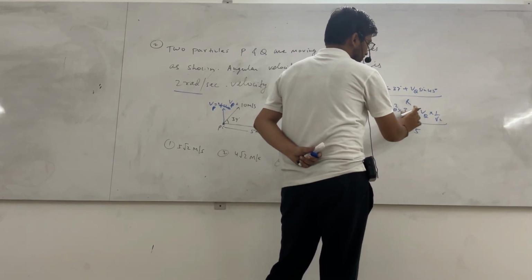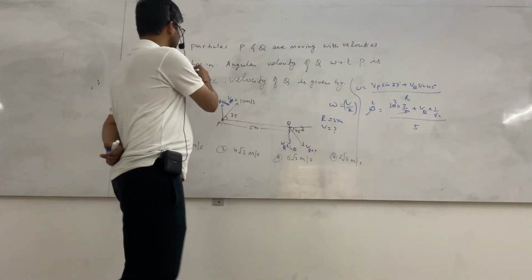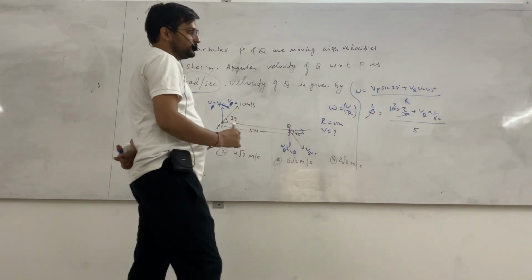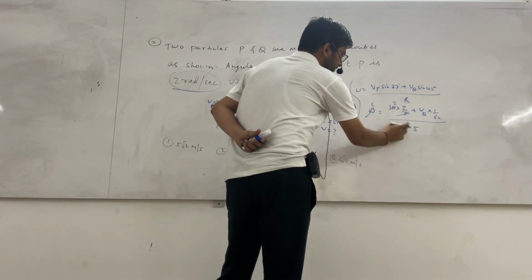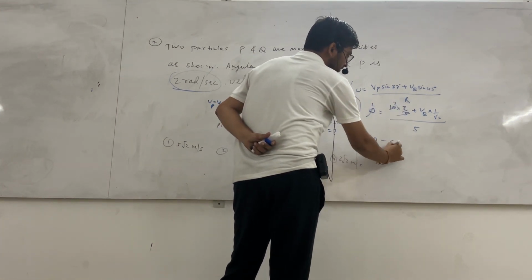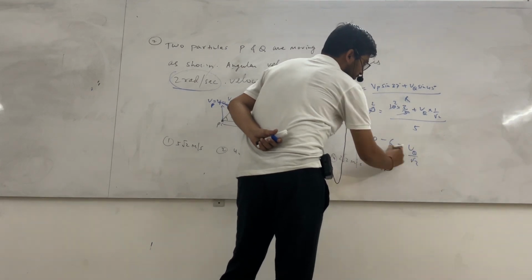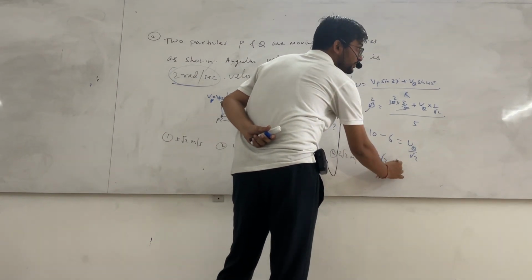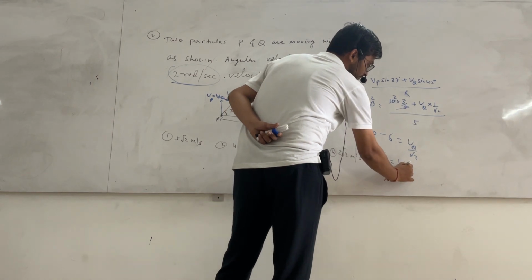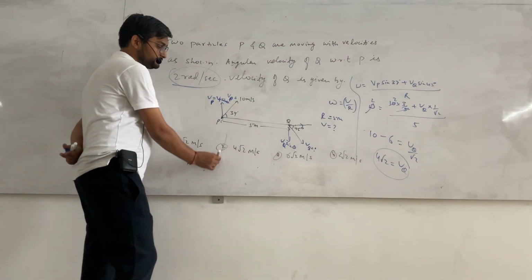Omega is already given as 2 radian per second, which is mentioned in the question. So 2 into 5 is 10, minus 3 into 2, which is 6, is equal to Vq by root 2. So this value is 4 root 2, Vq. This is the answer. So the second option is the answer.